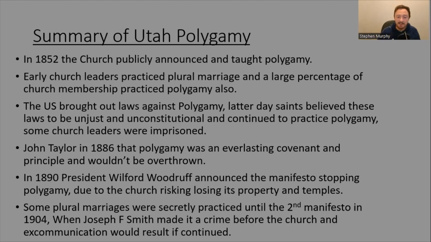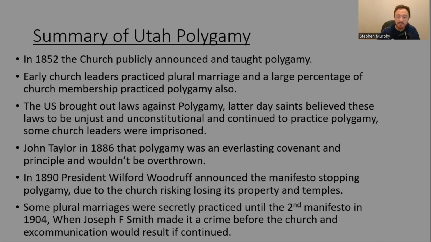John Taylor in 1886 received a revelation that polygamy was an everlasting covenant and principle and that it shouldn't be overthrown or revoked by God. However, in 1890, President Wilford Woodruff announced the Manifesto, which he claims he received through praying about it and receiving sort of like a vision of what would happen to the church, and being told by the Lord to stop polygamy or else they would lose the temples and the work of salvation for the dead. So that's why the Manifesto happened.